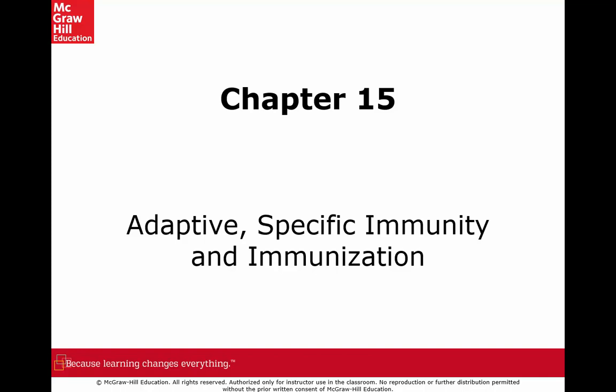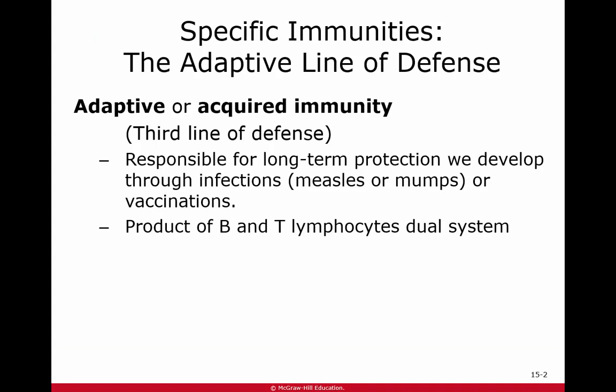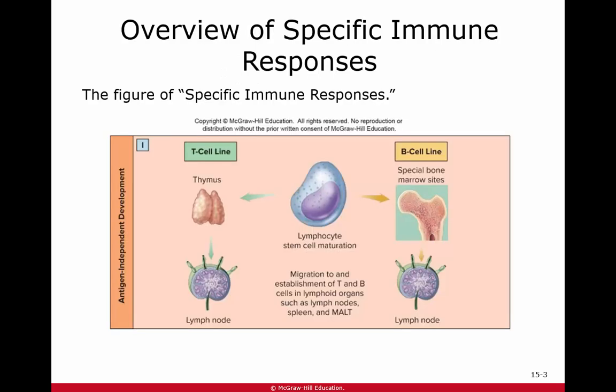Okay, this starts our discussion on Chapter 15 where we talk about adaptive and specific immunity and immunization. Now, adaptive immunity is acquired immunity, and this is our third line of defense. And this is what's responsible for long-term protection that we get from having infections or from vaccinations. And it's a dual system that's a product of the B lymphocytes and the T lymphocytes.